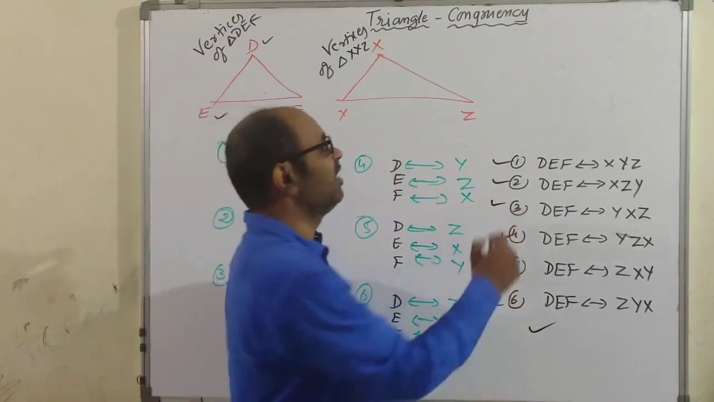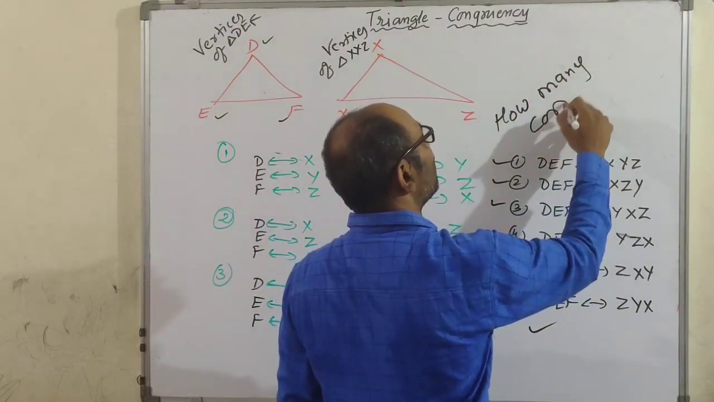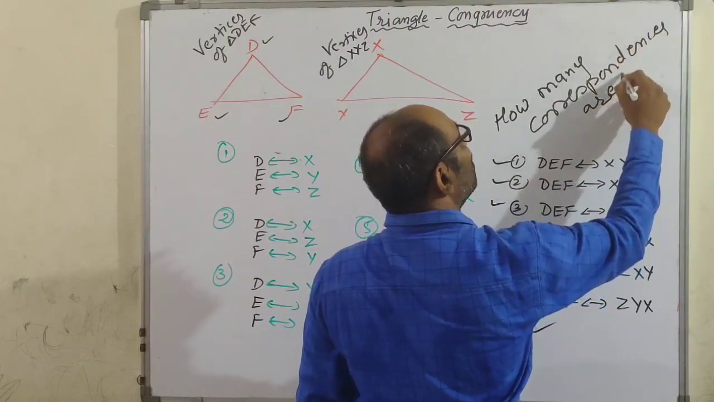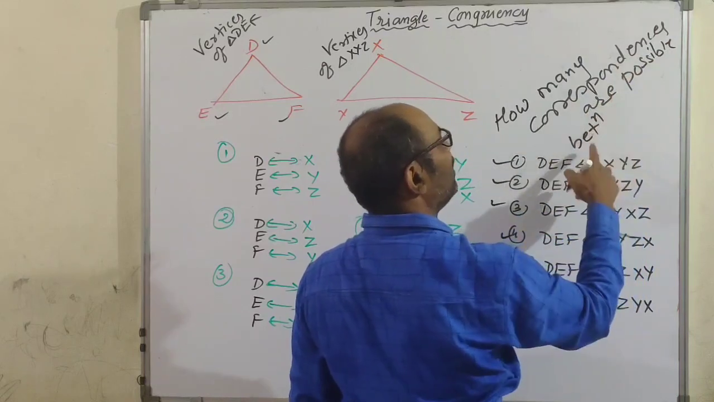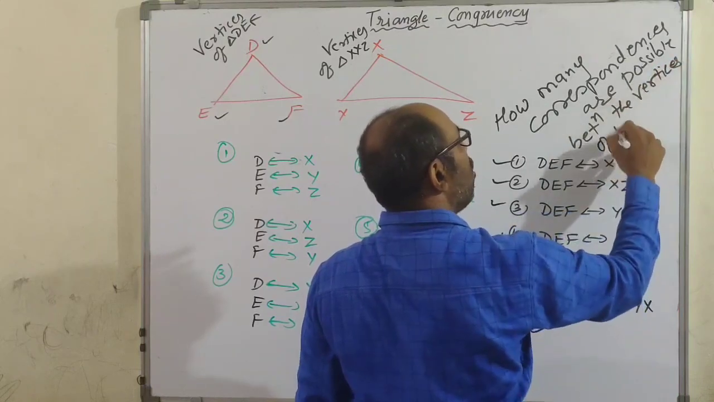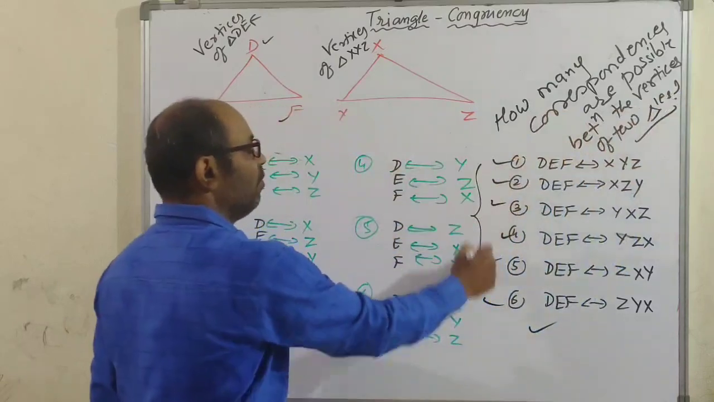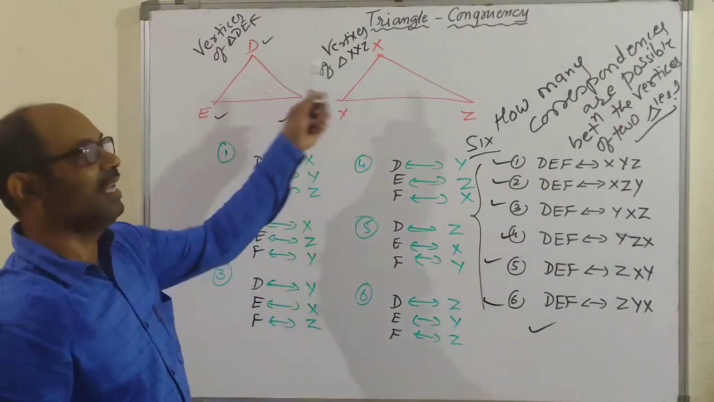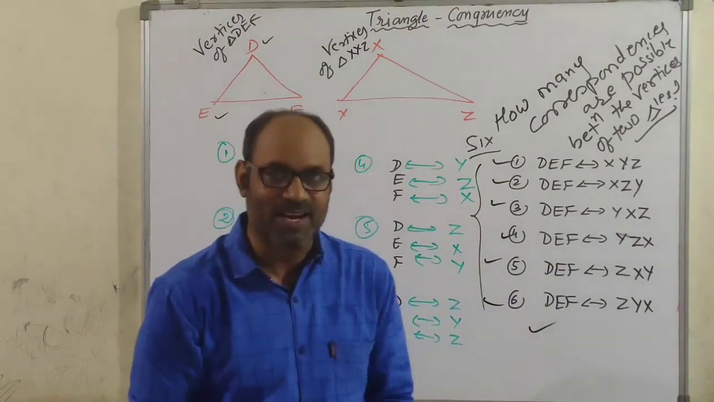So how many correspondences are possible between the vertices of two triangles? How many correspondences are possible? 6. 6 correspondences are possible between the vertices of two triangles. Would you like to see these 6 correspondences?